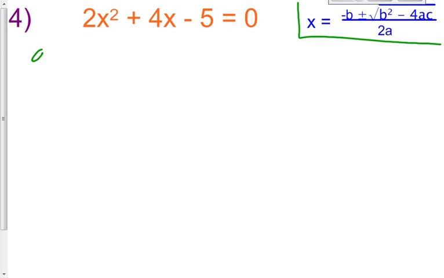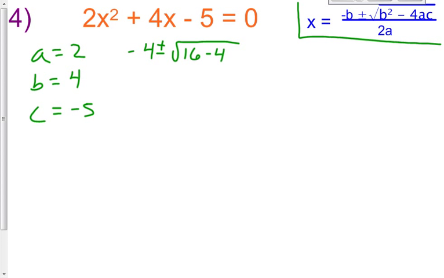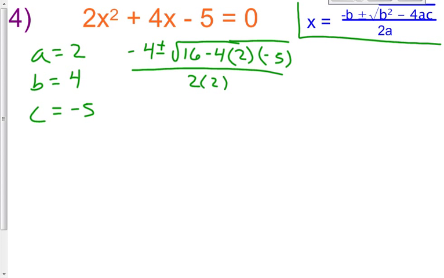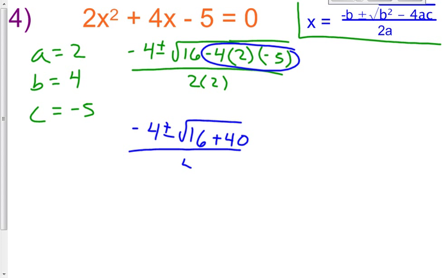So let's do it again. A equals 2. B equals 4. C equals a negative 5. Negative b plus or minus the square root of b squared minus 4 times a times c all over 2 times a. Once you simplify this, you found x all by itself, and you have thus found the solutions. So negative 4 plus and minus the square root of 16, all of this equals a positive 40. All of that divided by 4.